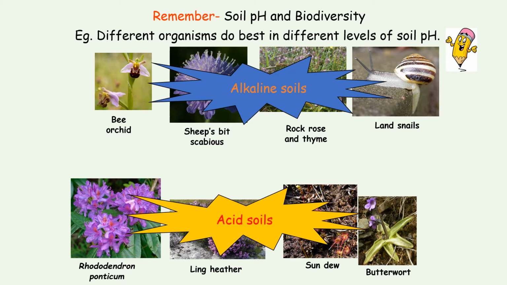So obviously pH can then determine what organisms are going to live where. So what plants and animals are going to live where.